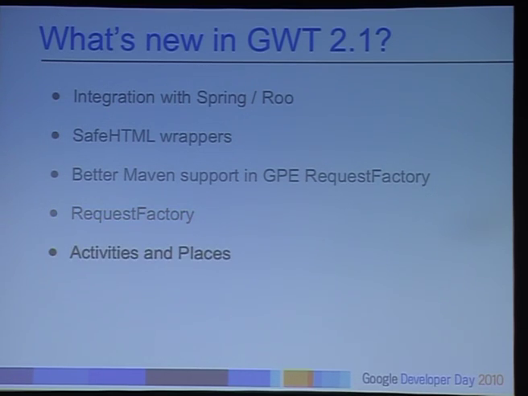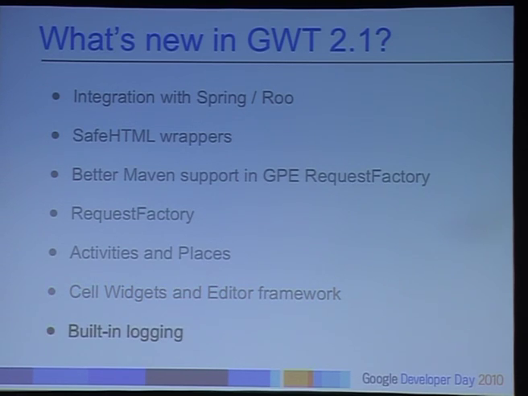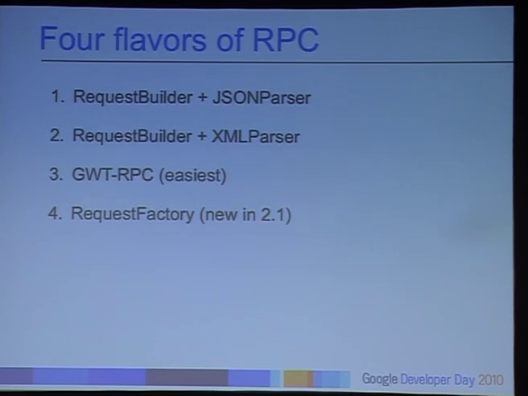Request Factory, we'll get to in just a minute, is a new service layer. Activities and Places is GWT 2.1's support for the model view presenter pattern. And then there's a new thing called Cell Widgets as well, and built-in logging. So I've got a couple of slides on each of those.